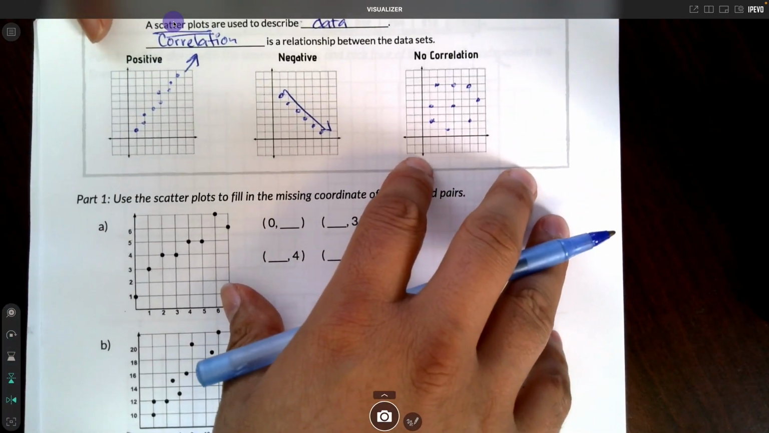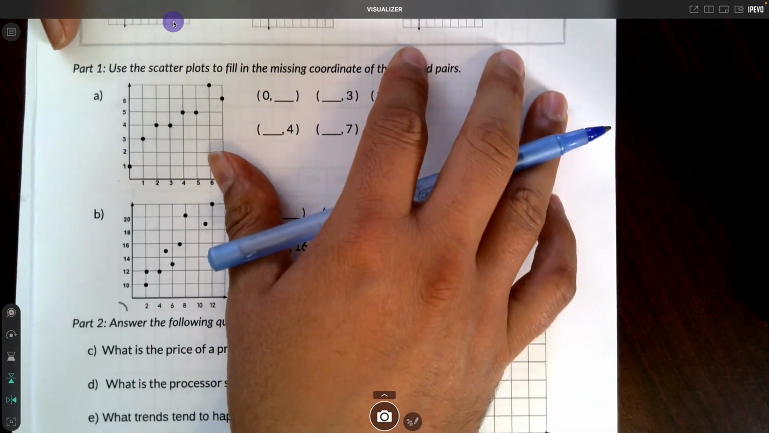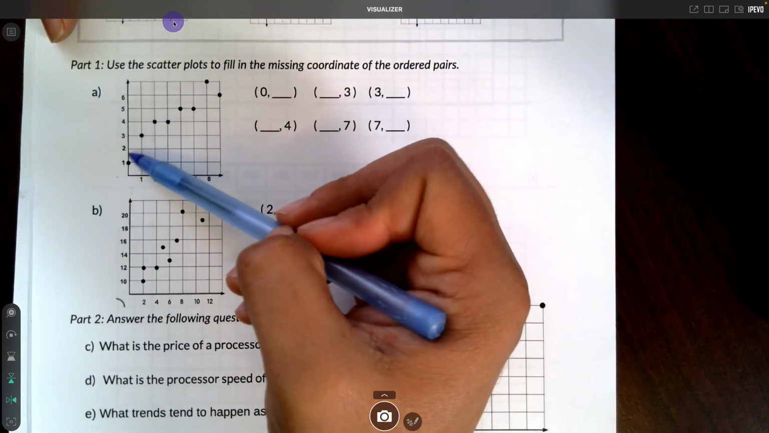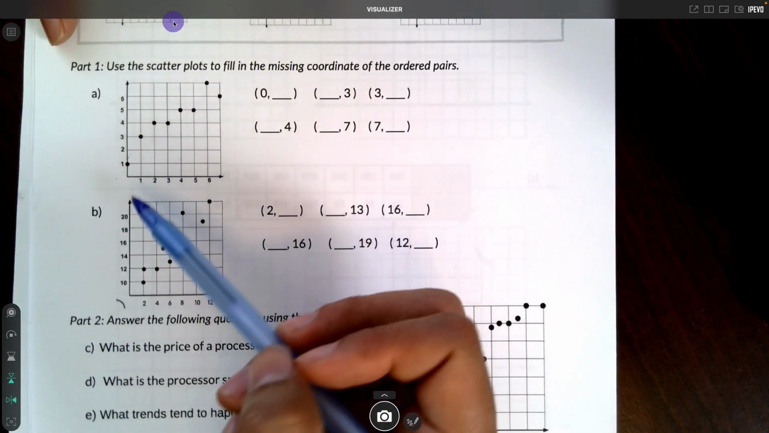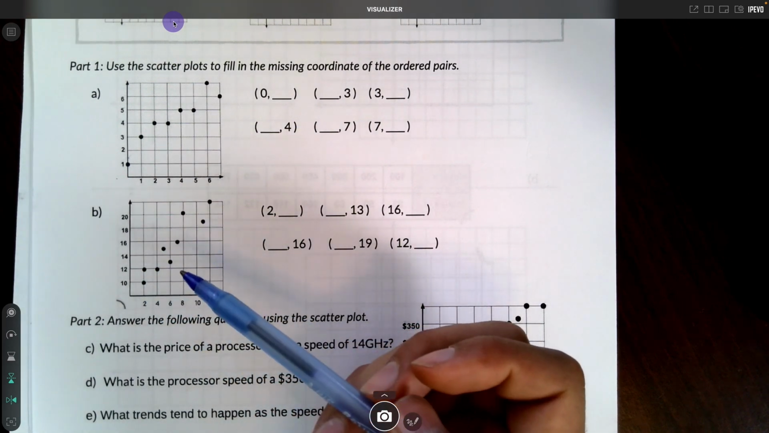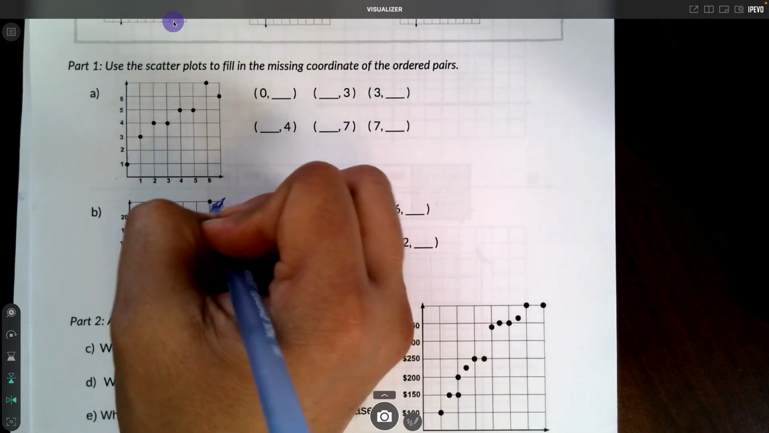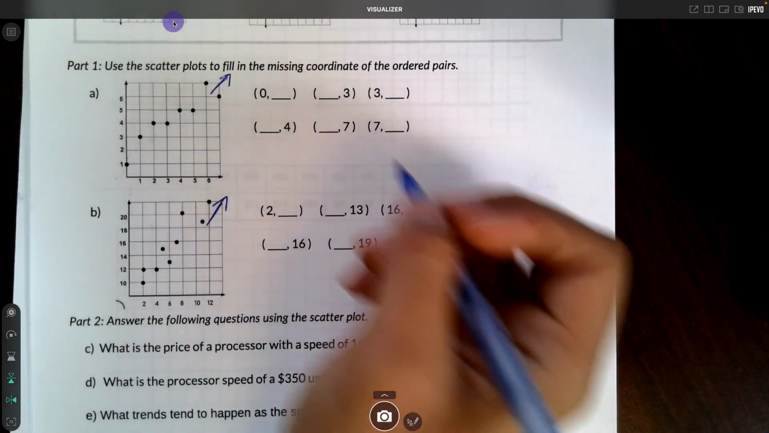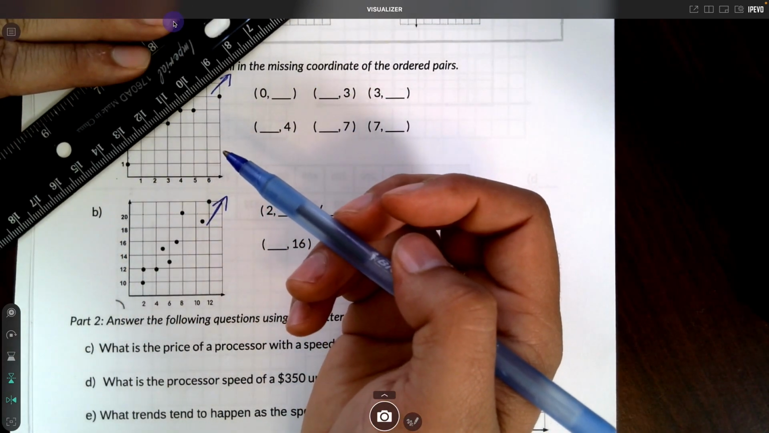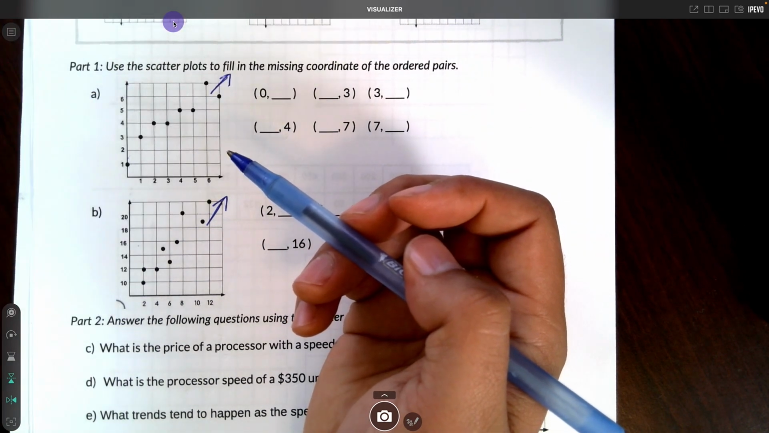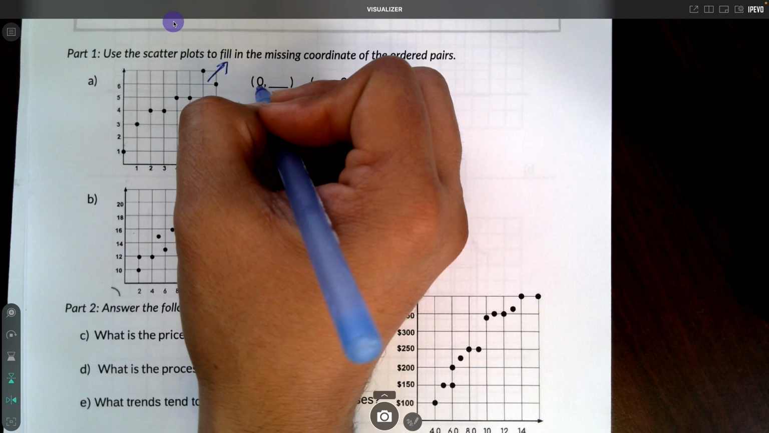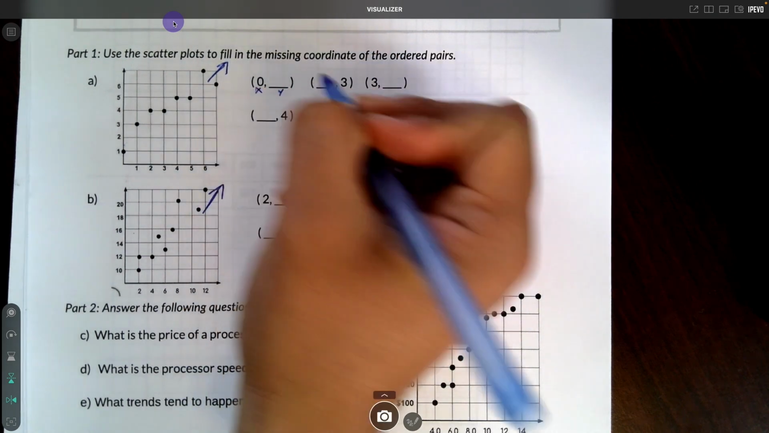Before we get started, I just want to see if you know how to plot points. Obviously, this is a positive correlation, and this is also a positive correlation. I'm sure you can tell these are all going up. It's almost like a straight line. Let's go ahead and find the missing points. The first number is an x, the second number is a y.